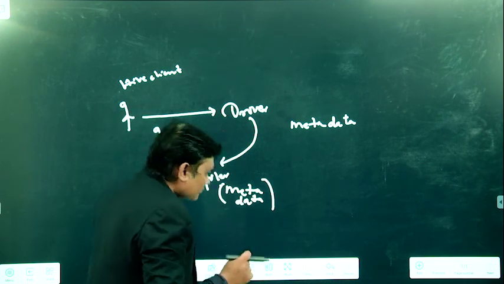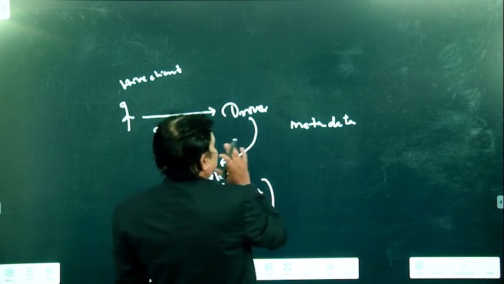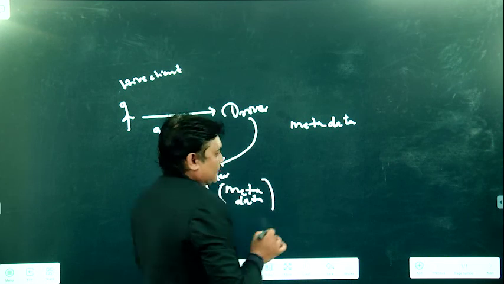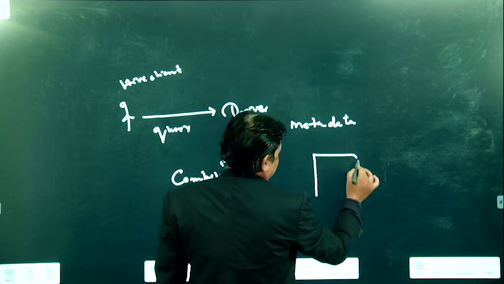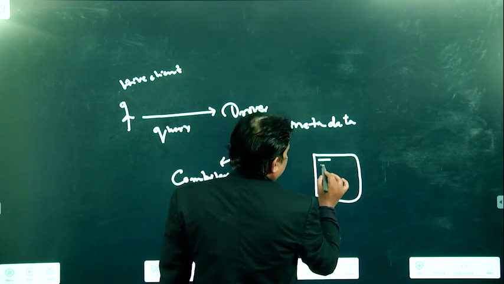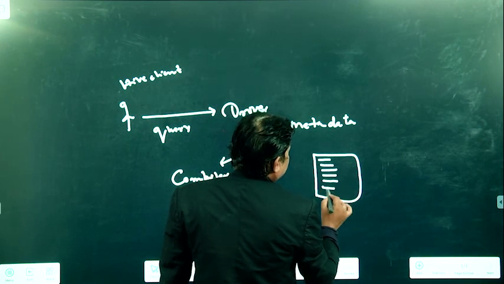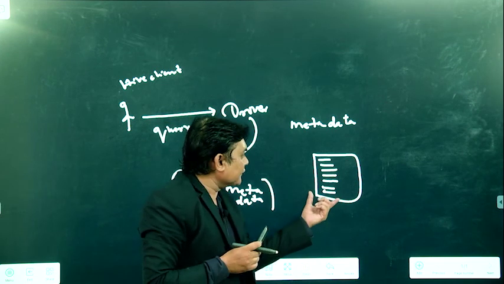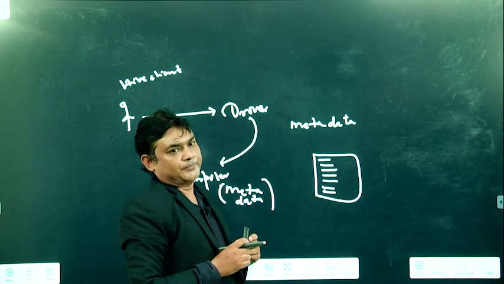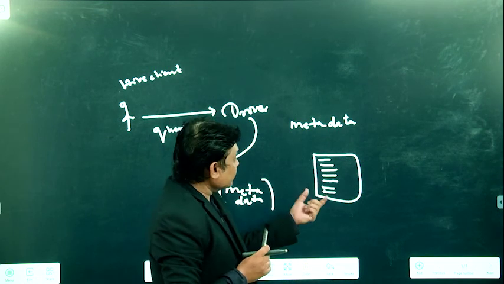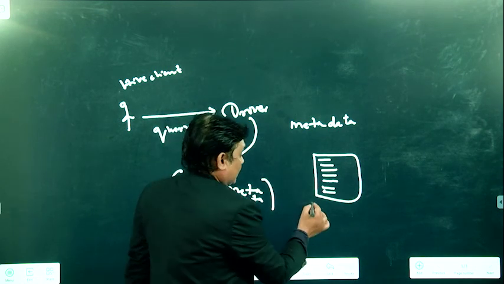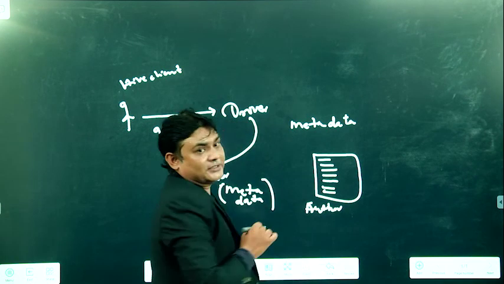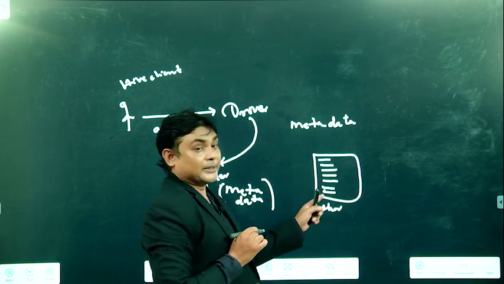Now here, metadata means you are talking with respect to Hive. Let me give an example for you. Suppose we have a document. In the document we have many pieces of information, many things inside it. If I ask you, what is the metadata of this document? Then what is your answer? The metadata of this document may be the author. The author of the document is one kind of information about this document.